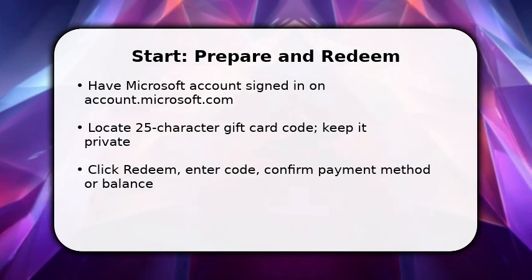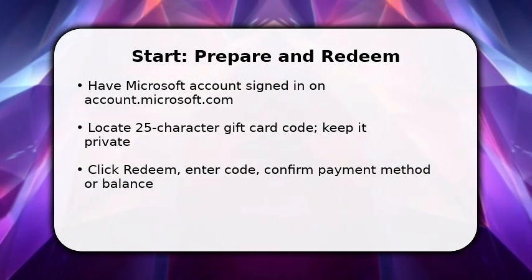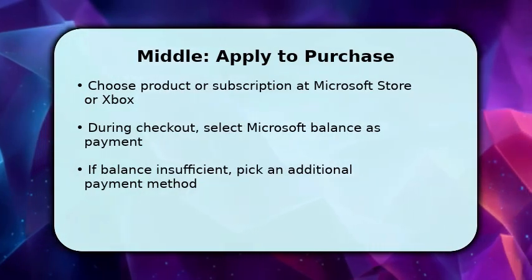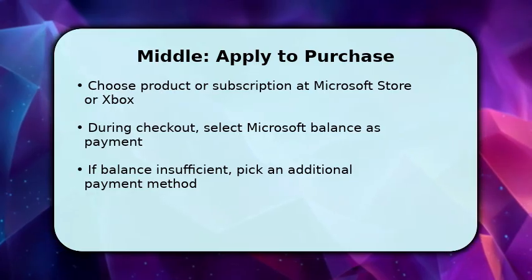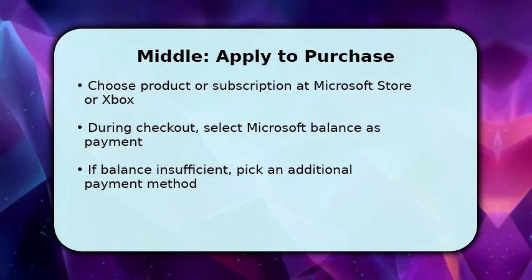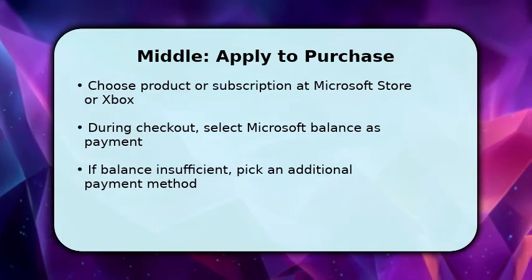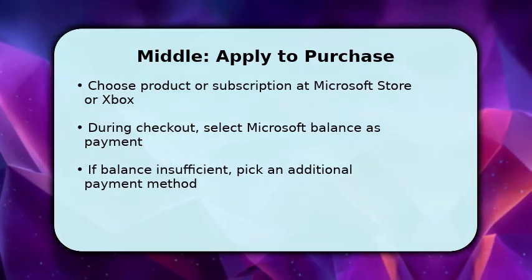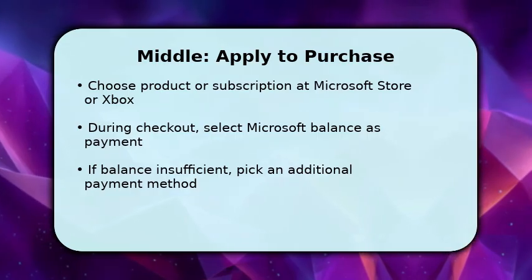Now apply the redeemed balance to a purchase. First, pick the item or subscription and proceed to checkout, then choose Microsoft Balance as your payment option. If the balance doesn't cover the total, make sure to add a secondary payment method before finalizing. Once you confirm payment, the system deducts from your balance automatically and sends a receipt.